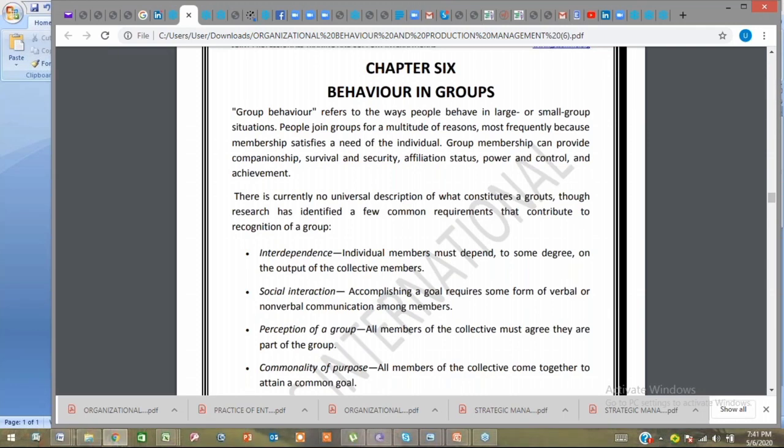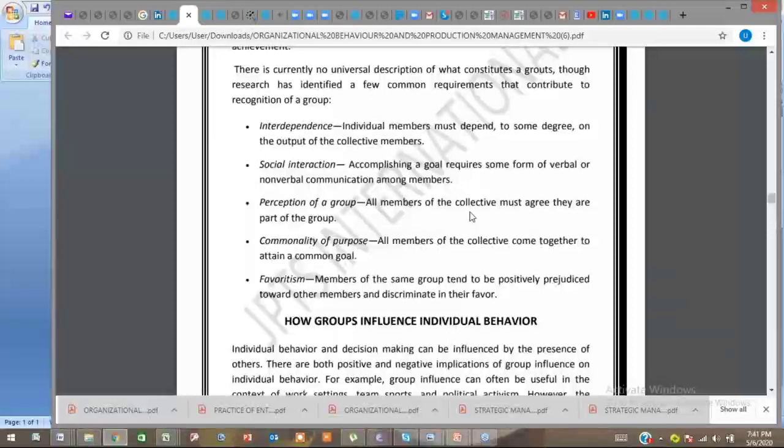There is currently no universal description of what constitutes a group, though research has identified a few common requirements that contribute to recognition of a group. Number one, interdependence. Individual members must depend to some degree on the output of collective members. Number two, social interaction. Accomplishing a goal requires some form of verbal and non-verbal communication amongst members. Three, perception of a group. All members of the collective must agree they are part of the group and they must respect it.